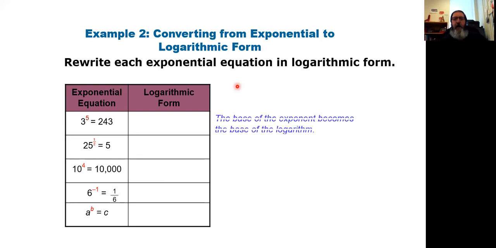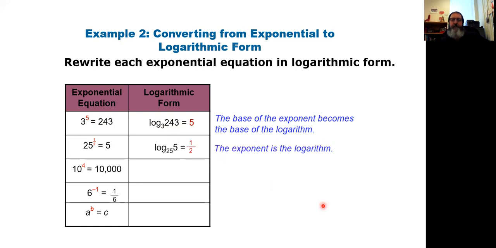So I'm going to do log base 3 of 243 is 5, because remember, the logarithm is the exponent. It equals the exponent. So log base 3 of 243 equals 5. Here are the others real quick. Log base 25 of 5 is 1/2. Log base 10 of 10,000 is 4. Log base 6 of 1/6 equals 1.